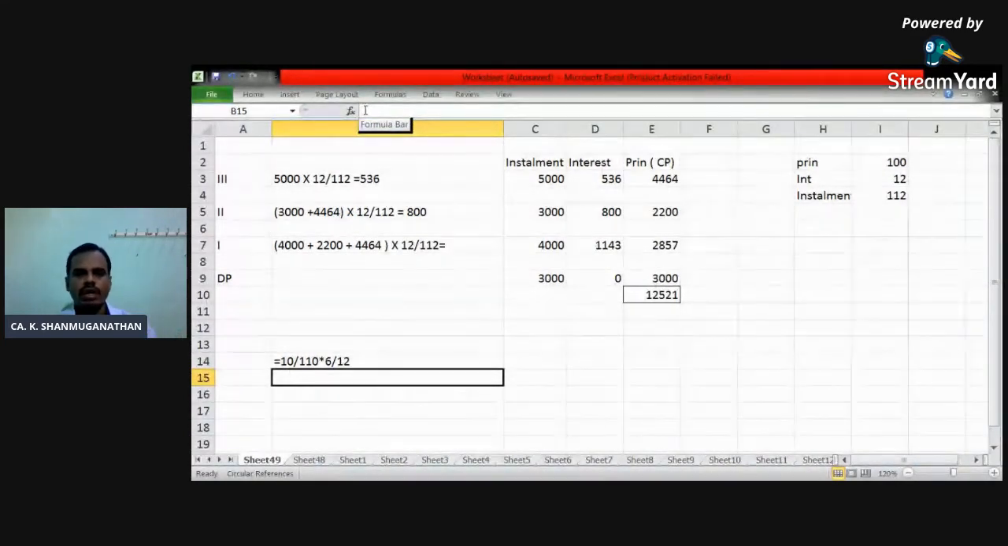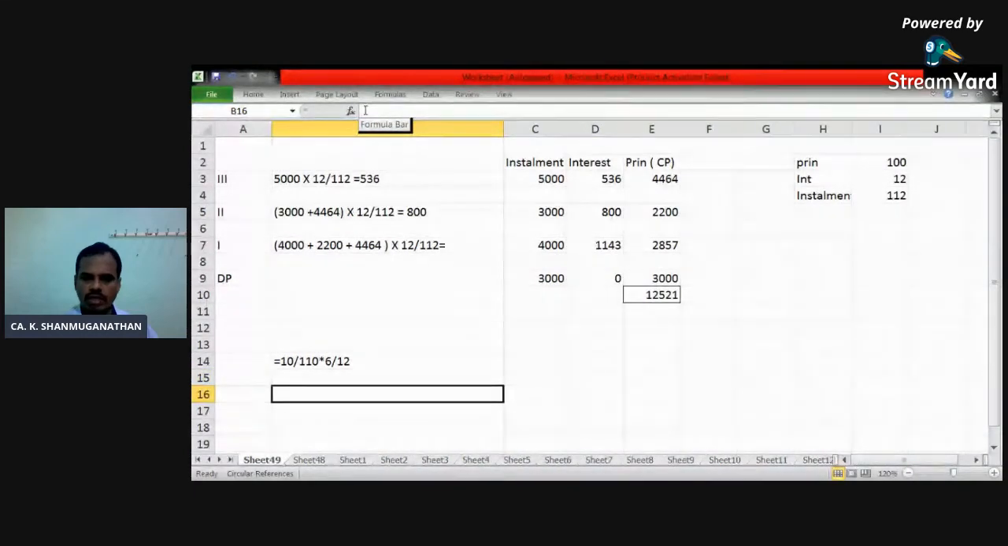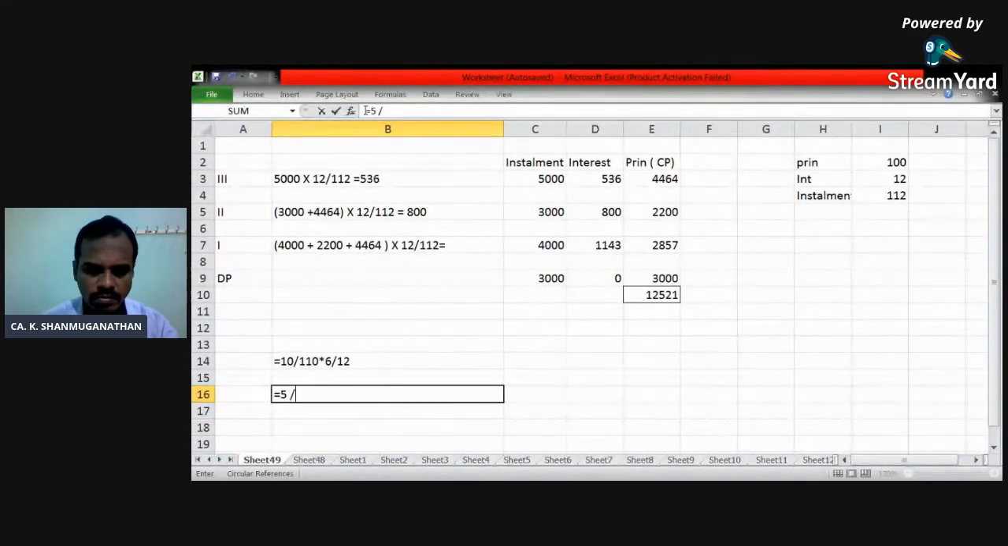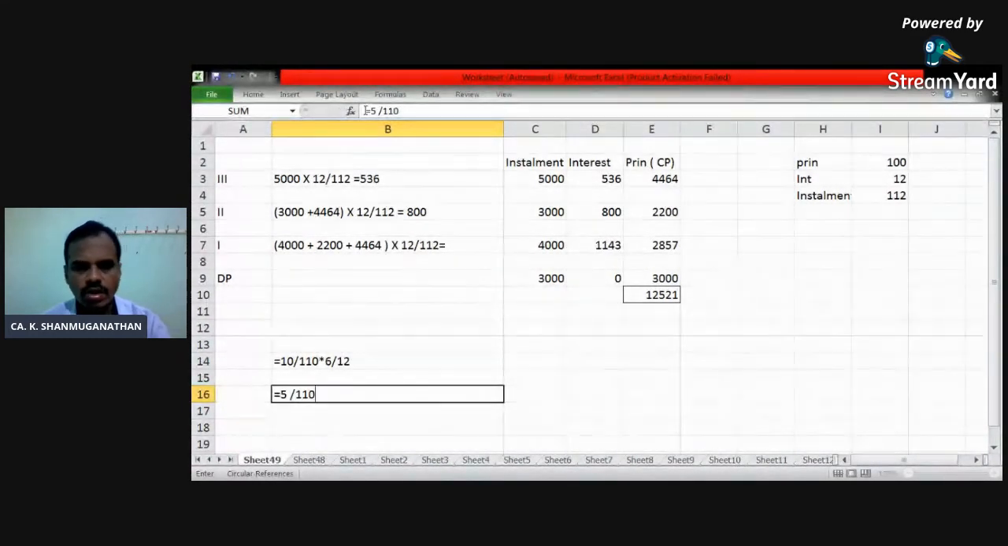So 5 by 105 we should use. You should not use this calculation. If you wonder why, you solve this, you will get 5 divided by 110. So it is wrong. This answer is not correct.